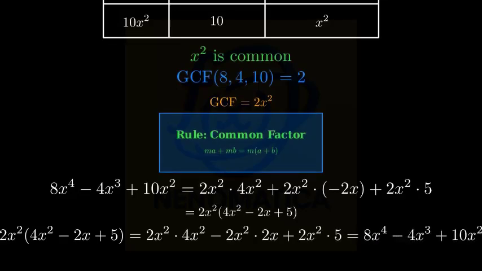2x squared times 4x squared gives us 8x to the fourth. 2x squared times negative 2x gives us negative 4x cubed. And 2x squared times 5 gives us 10x squared, which matches our original expression. Let's move on to our second example.